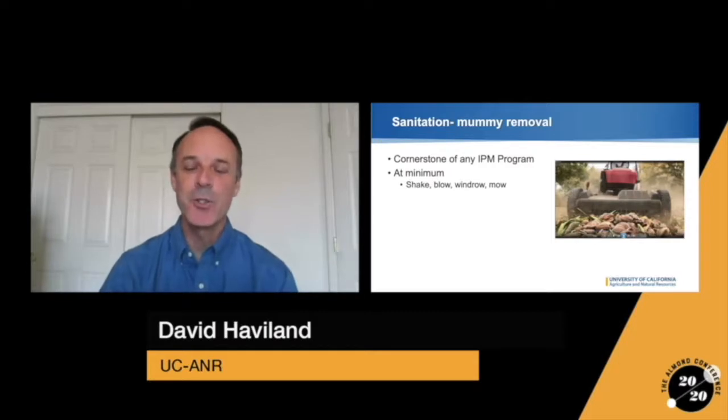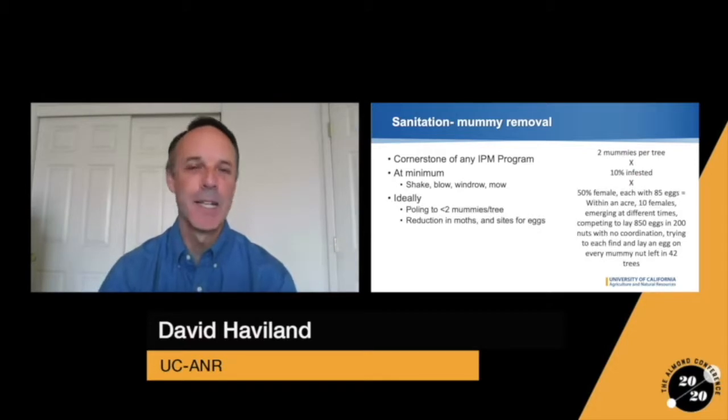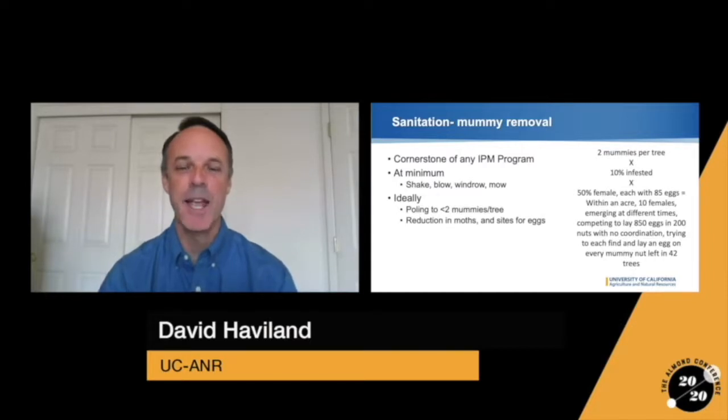So I just want to do a little bit of a back of a napkin summary. Just think about this scenario. If you're down to 2 mummies per tree, and 10% of those are infested, you assume that half of any worms in there are going to be females. And each of those females, when it comes out, is going to make 85 eggs. So just roughly look at that scenario. Within an acre, you're going to have 10 females that are all coming out at different times, that are all competing to lay 850 eggs, and they're trying to do that in 200 nuts in a way that's completely uncoordinated. They're also trying to find mates in the process.